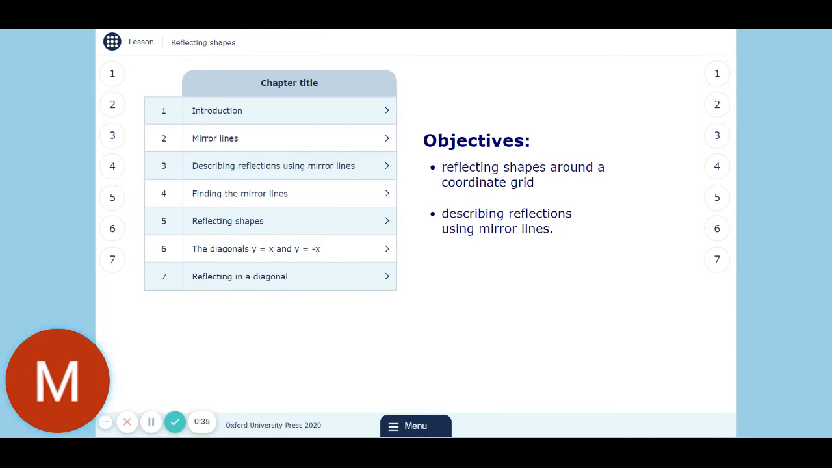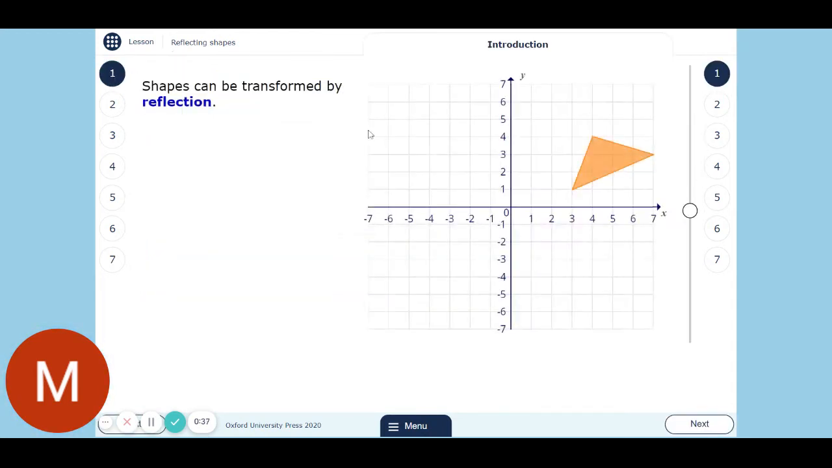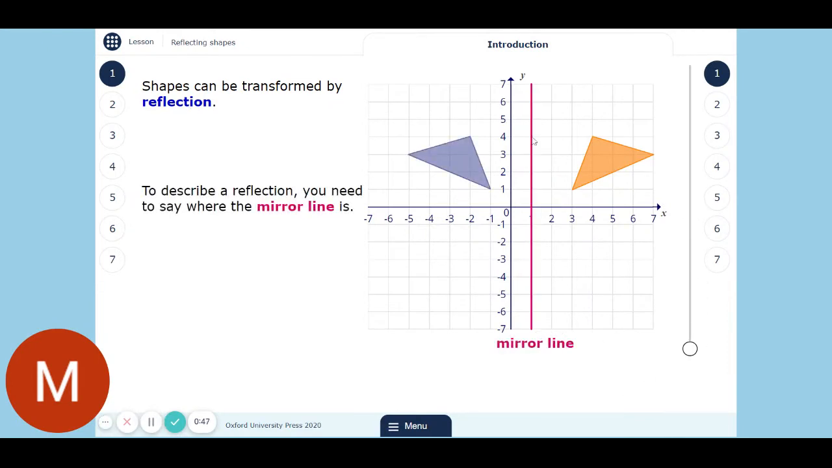So let's begin. So first thing we can do is understand that shapes can be transformed by reflection. It's a bit like a mirror image of something. So if you think about a mirror line and then the mirror image, the blue shape, it's reflected there. In order to describe a transformation as a reflection, you need to know what the mirror line is. You need to know what the equation of it is.